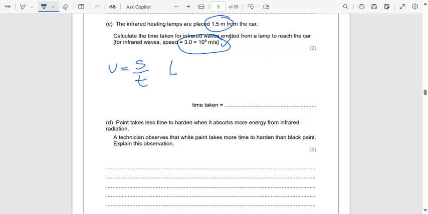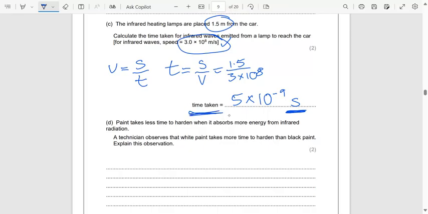So then we're going to rearrange that, which is T is S over V. So we've got 1.5 divided by 3 times 10 to the 8. And if you tap that into a calculator, hopefully it will give you your answer in standard form, because otherwise it's a lot of zeros to count, right? And it's absolutely okay to give our answer in standard form. Don't forget the unit. It's time, so the units are seconds.